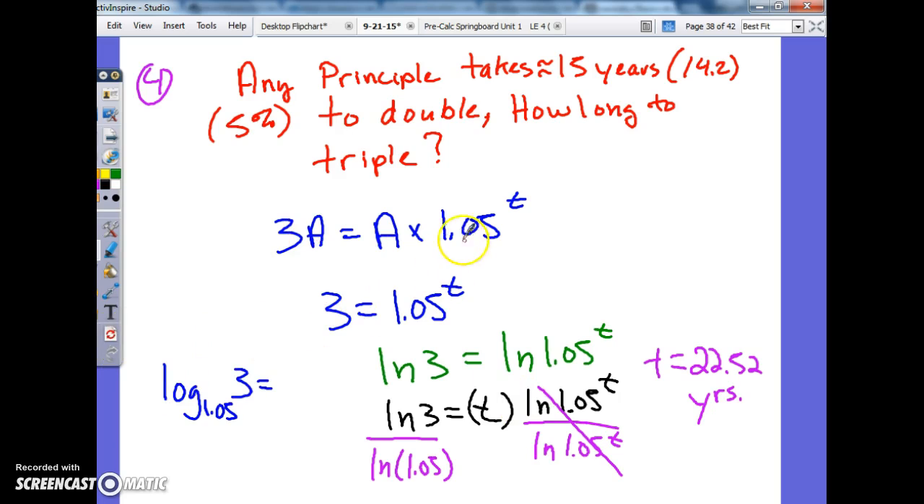We need to get this term by itself, divide both sides by A, and I get 3 equals this. We take the log of 3 equals log of this, and the t comes down, and then we divide by the log of 1.05. The log of the rate. Log of 3 divided by log of rate equals your t. Very easy. All right, last one.